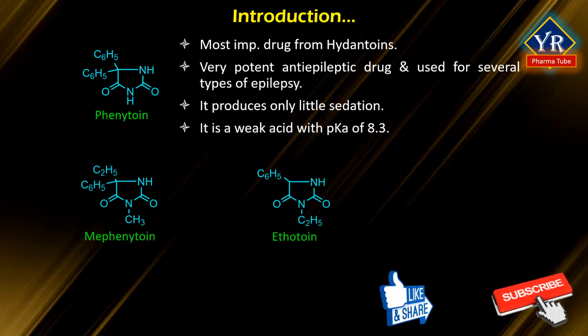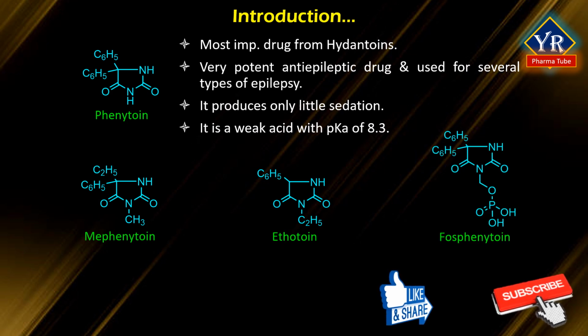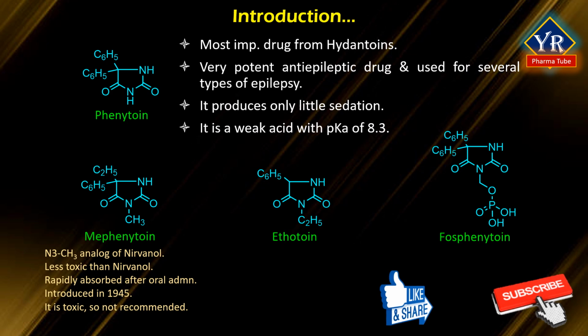Mephenytoin, Ethotoin and Phenytoin are other Hydantoins of the class. Mephenytoin is the N3-methyl analog of Nirvanol. It is less toxic than Nirvanol, but it is N-demethylated metabolically to Nirvanol. Unlike Phenytoin, Mephenytoin is rapidly absorbed after oral administration. Both the parent drug and its N-demethylated metabolite are converted to inactive hydroxylated products.